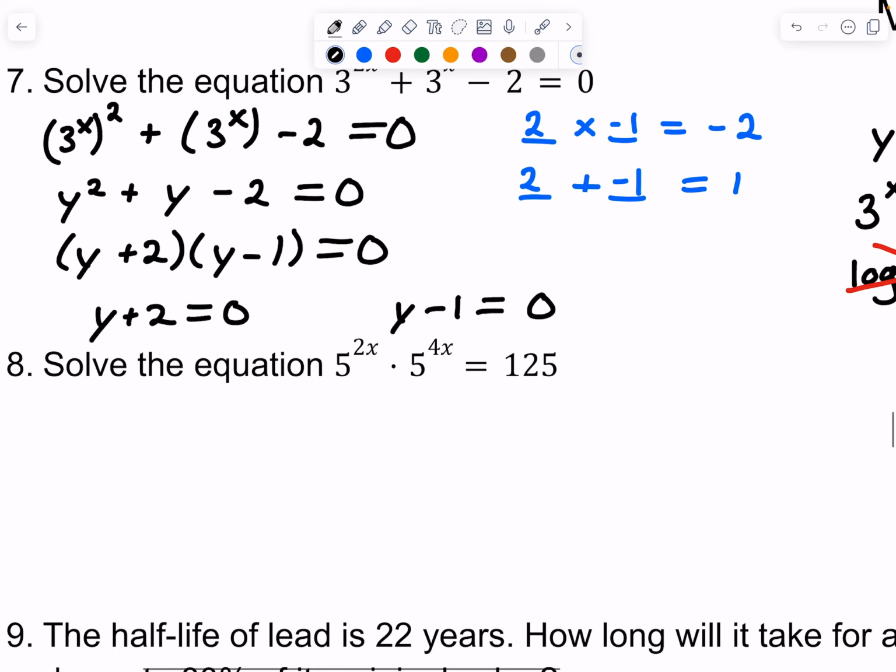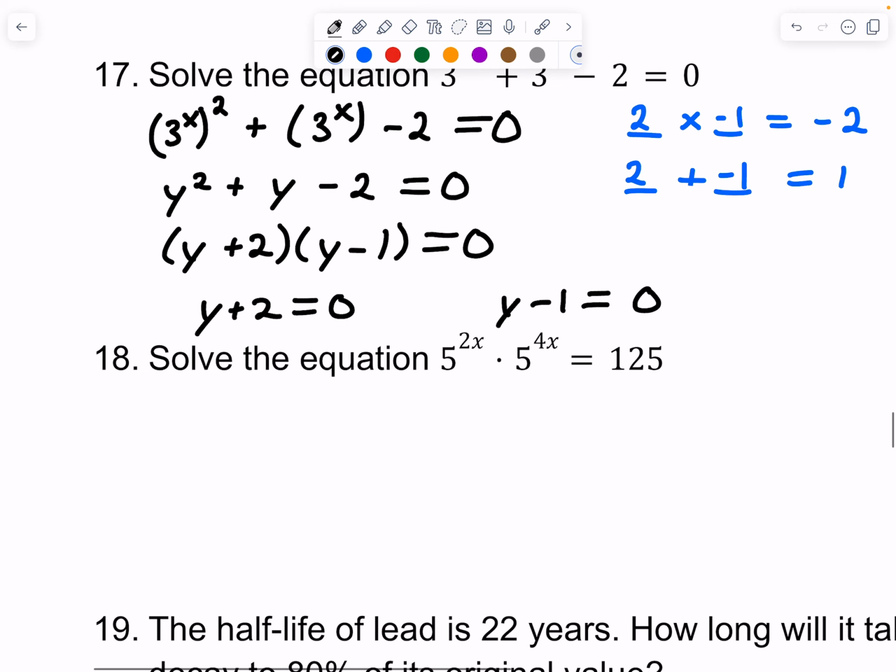For number 18, we want to solve this equation: 5 to the 2x times 5 to the 4x equals 125. As always, we're going to try to combine because we really want, at most, one exponential on each side. Right now we have 2 exponentials on this side, so let's combine them. Since they're multiplied, we can add their exponents together. 2x plus 4x is 6x, so we have 5 to the 6x equals 125. From here, we can rewrite it as a logarithm.